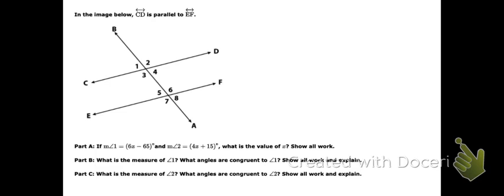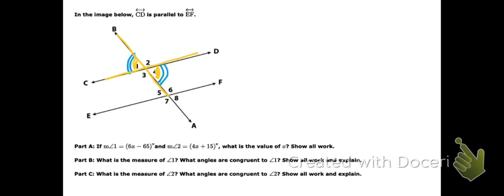Another angle that is congruent to 1 is angle 4. Angle 1 and angle 4 are what we call vertical angles. When you have two lines that intersect each other, the angles across from one another are the same measure. So angle 1 and 4 are congruent.